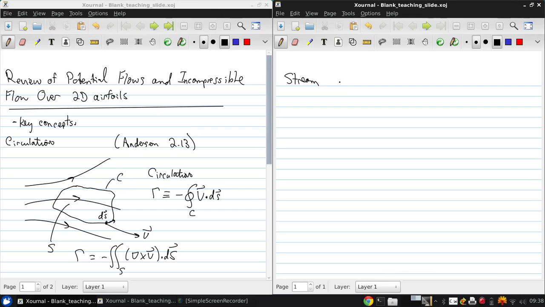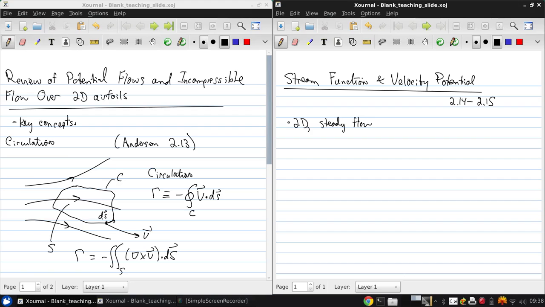So now let's come to stream functions and velocity potential, which are 2.14 and 2.15 of Anderson. If we have 2D steady flow, then the equation for a streamline is simply dy/dx, its slope, equal to v over u, the y velocity component over the x velocity component. That's because of the definition of a streamline, as we discussed last time, which is a curve everywhere tangent to the velocity vector.